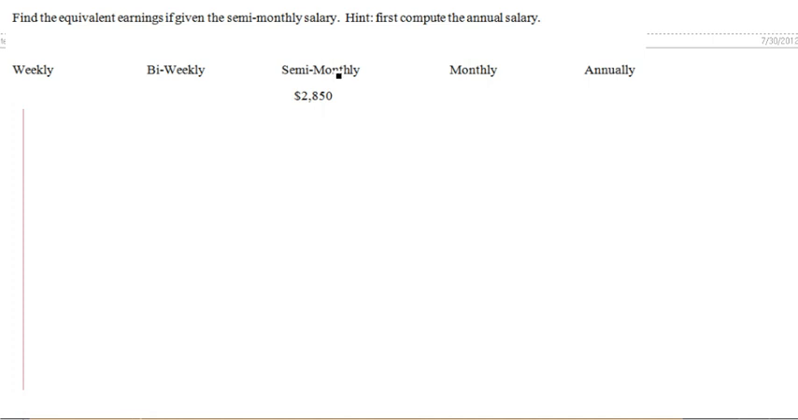So in this example, we're paid on a semi-monthly basis, which means two times per month. And since there are 12 months per year, that tells us that there are actually 24 pay periods if we're paid semi-monthly. If we're paid on a monthly basis, that's one time per month, and there are 12 months in a year, so that means there are 12 pay periods when we're paid monthly. If we're paid weekly, there are 52 weeks in a year, so that means there are 52 pay periods if we're paid weekly. And finally, if we're paid bi-weekly, that's essentially every other week. And so in this case, that means there are 26 pay periods.